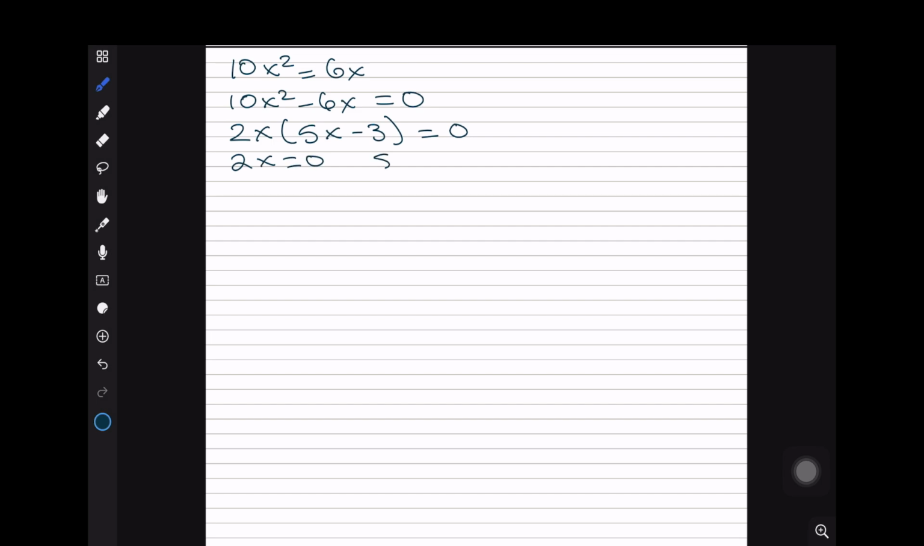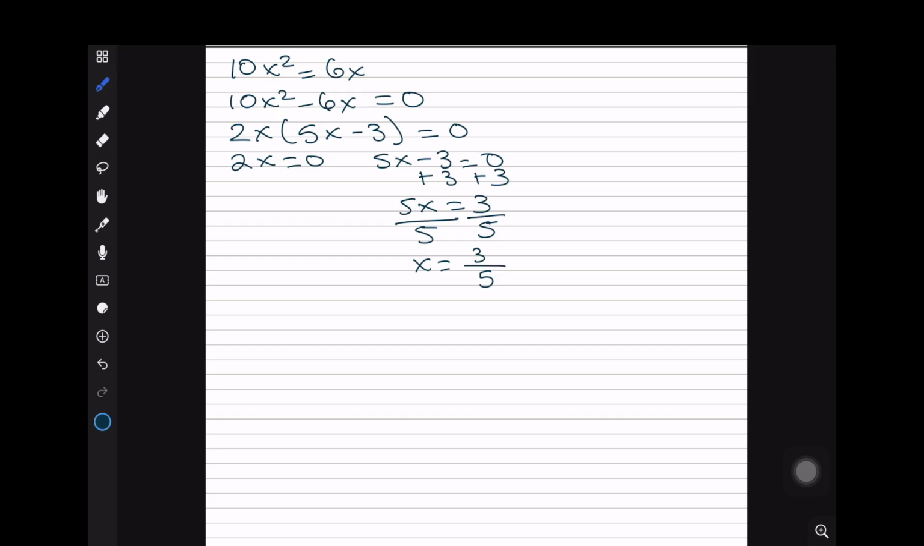Here's another example that's similar, except that the right-hand side now has an x term. What you want to do is move that 6x to the other side. So you're going to have 10x squared minus 6x equals 0. You want to take out something that they both have. So they both can be divided by 2 and an x. So you're going to factor out a 2x. So you're going to have 2x times 5x minus 3 equals 0. Now you split those two products up and set them equal to 0. So 2x equals 0 and 5x minus 3 equals 0.